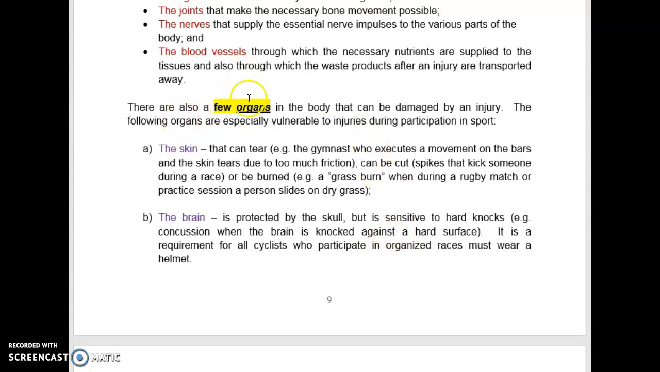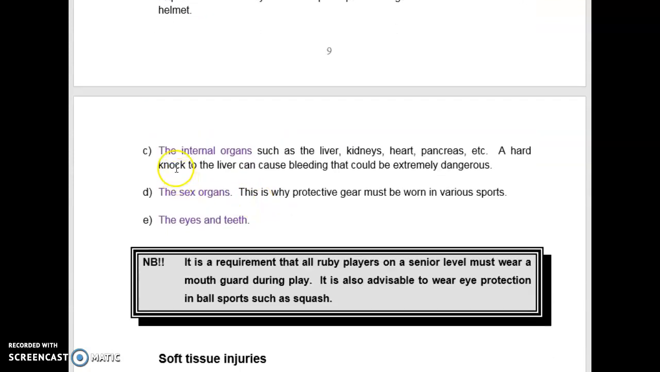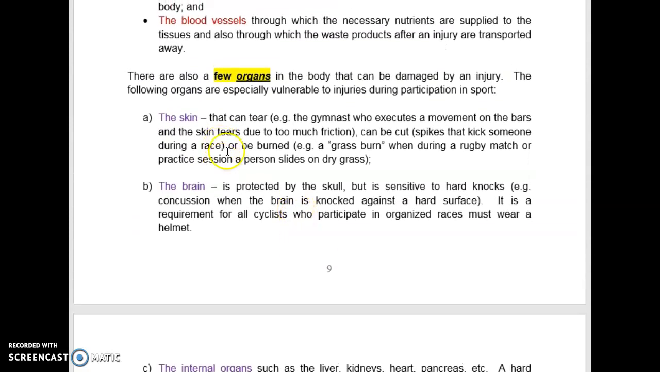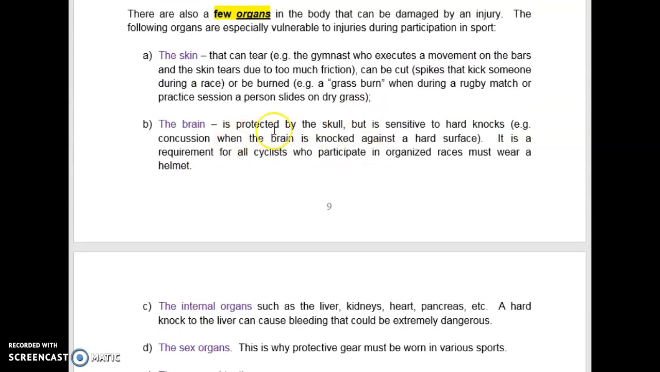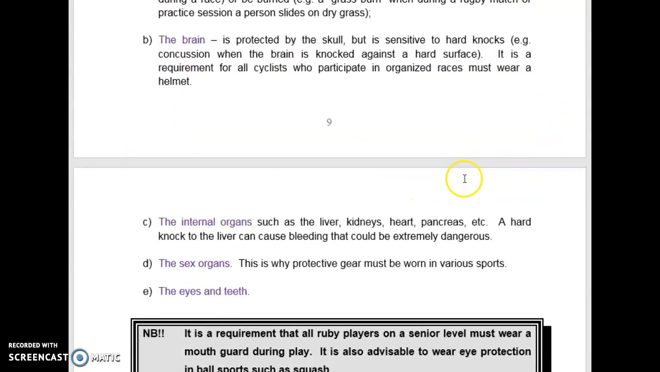There are also a few organs in the body that can be damaged by injury. And what are they? It's the skin, the brain, the internal organs, the sex organs, and the eyes and teeth. So for the skin, it can tear, it can be cut, it can be burnt. For the brain, it's protected by the skull, but it's sensitive to hard knocks, so you can get a concussion. That's why cyclists wear helmets.